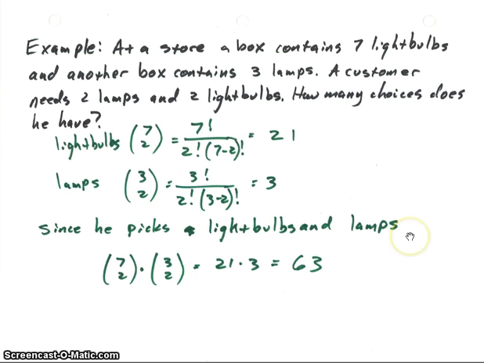Now, since he's picking 2 light bulbs and 2 lamps, he's got a product set there. The number of choices he has is a product set, because he's going to choose light bulbs and he's going to choose lamps. And so the total number would be the multiplication of those 2. And so we have the binomial coefficient for choosing 2 from 7 times choosing 2 from 3, and we end up with 63 different choices.